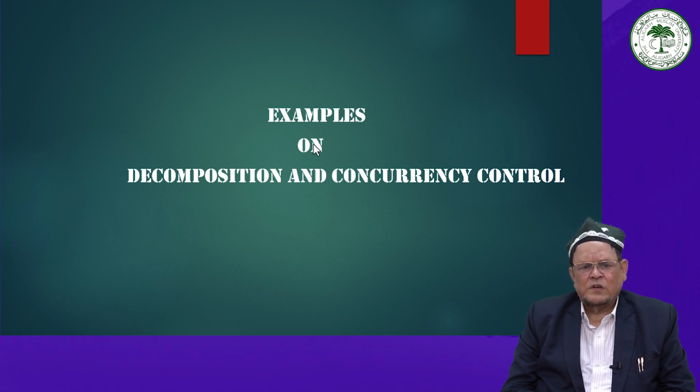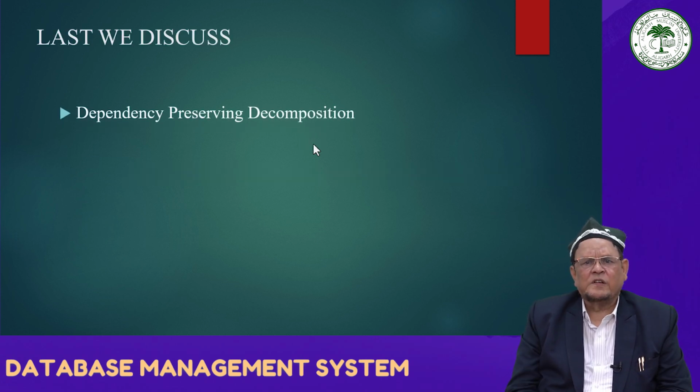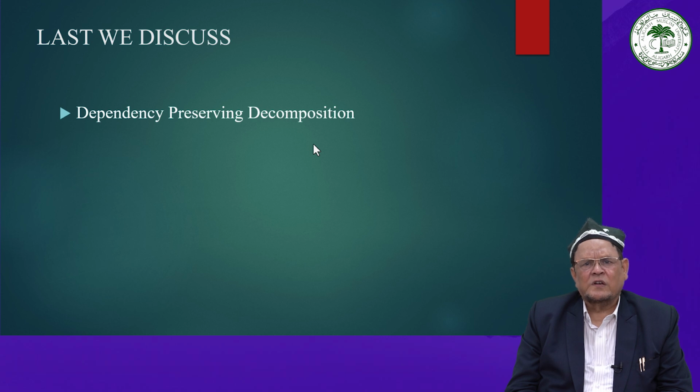Today we'll discuss decomposition and concurrency control. In the previous lecture, I discussed dependency preserving decompositions. When you are decomposing a relation, that decomposition must be lossless and FD preserving. It means we are not losing any attributes, and then functional dependencies.